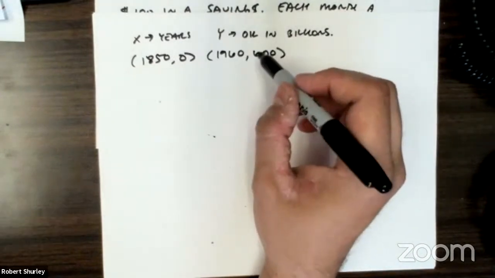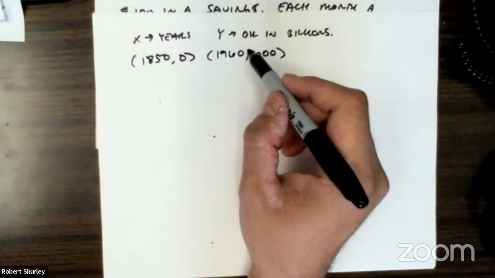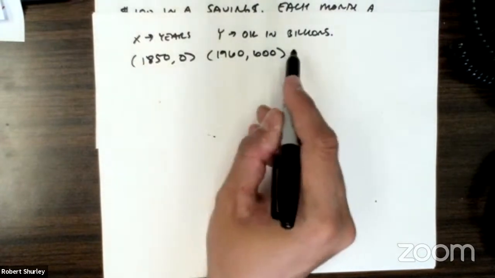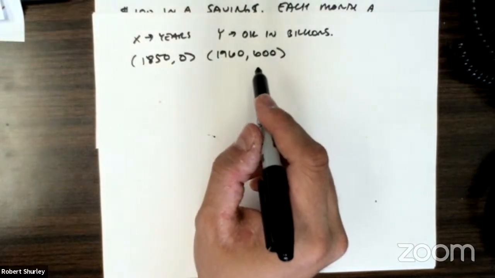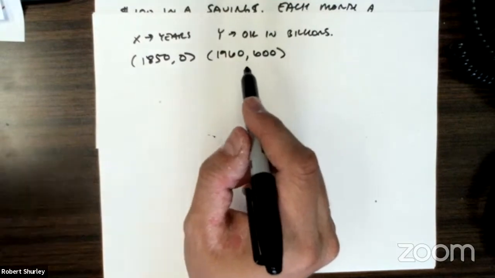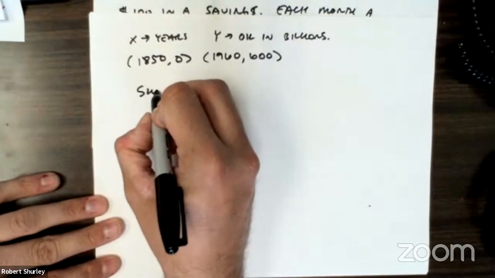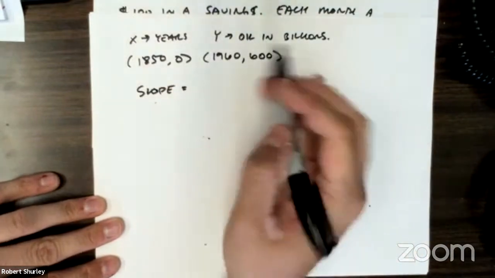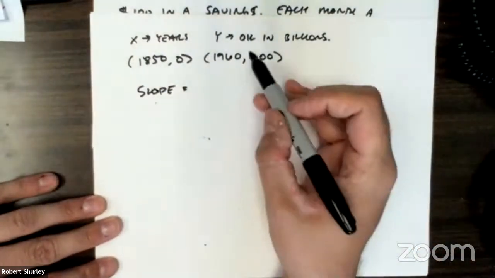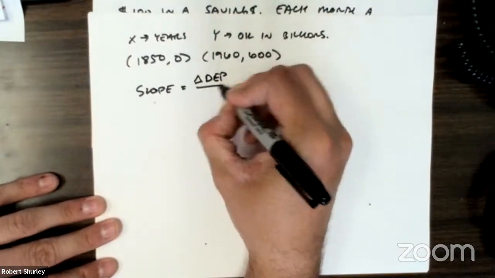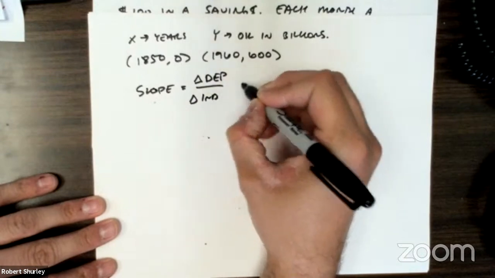Okay, and it's used by 1960. So it's not that in 1960 we used 600, it's that through this entire time we had grown to 600. Okay, so let's find the rate of change. Let's find the slope. Now what's nice, look, I'm not going to draw this. We know the slope is the change in the dependent variable over the change in the independent.